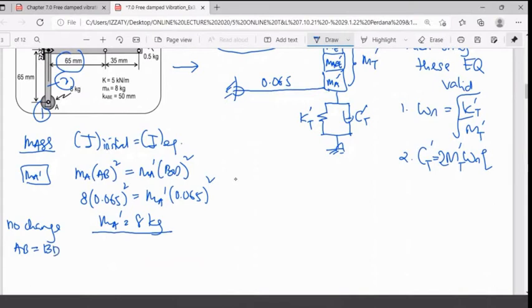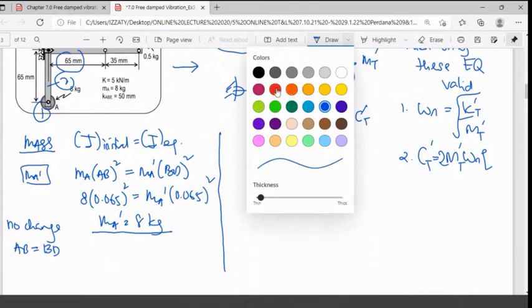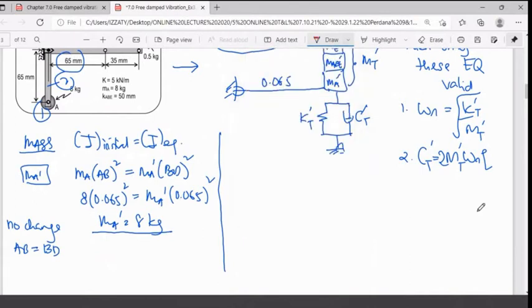Now we move again to this one. I put it in another color here, so I get another one which is MABE. So this one is MABE. Put it prime.